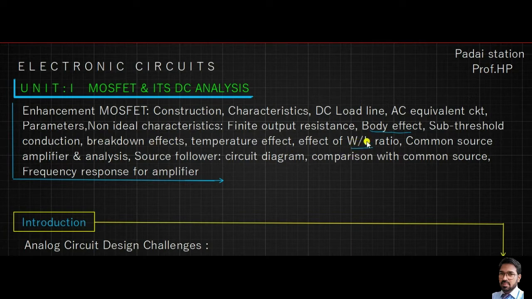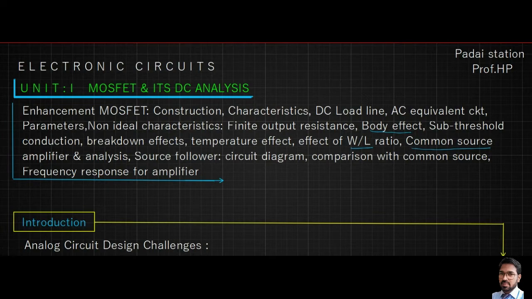This is about the channel present in the MOSFET. Then the common source amplifier: from here it is the application of this MOSFET, where this device is used. So there are two parts in the first unit. One is the DC analysis, and the second is its application as an amplifier, the common source amplifier, and its analysis. Then the source follower circuit, a comparison of these two, and again the frequency response of the amplifier.